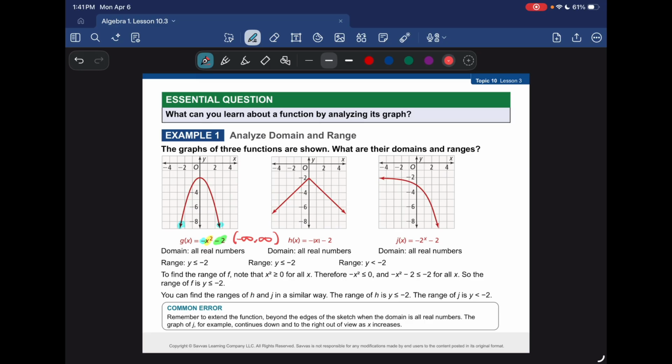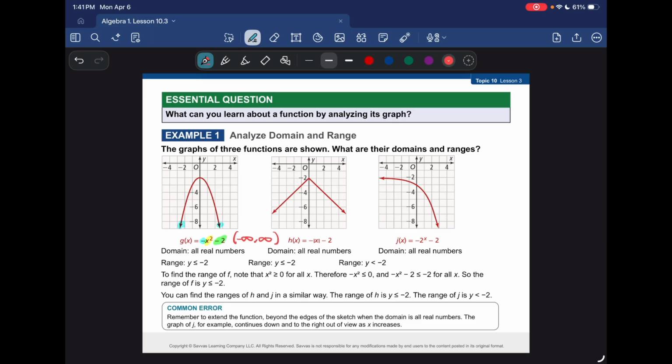The range, remember, is all possible output values, and since it is shifted down 2 units, instead of starting at 0, it's going to start at -2 and then be everything less than that. So y would be less than or equal to -2.